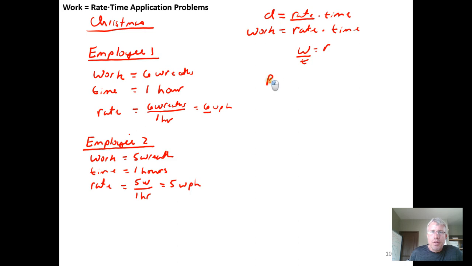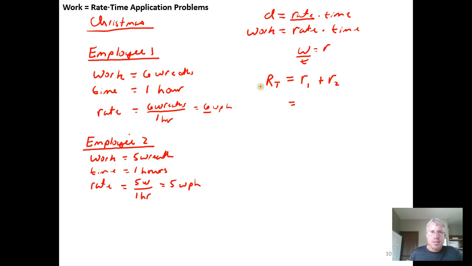So the key idea is that the rate, R, at which 2 objects, 2 people, 2 machines, if we assume constant rates, the rate at which they can get work done together equals the sum of their rates. So if I have the rate of employee 1 represented with R1 and the rate of employee number 2 represented with an R2, then the rate at which they work together is just the sum of their speeds or rates.